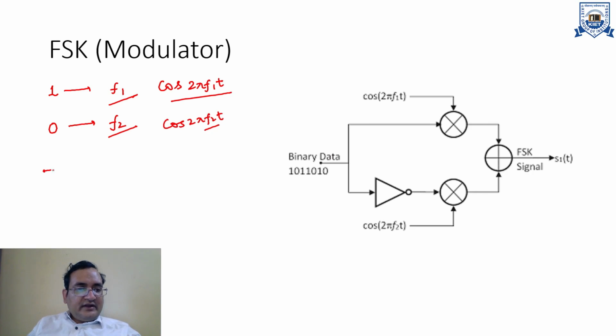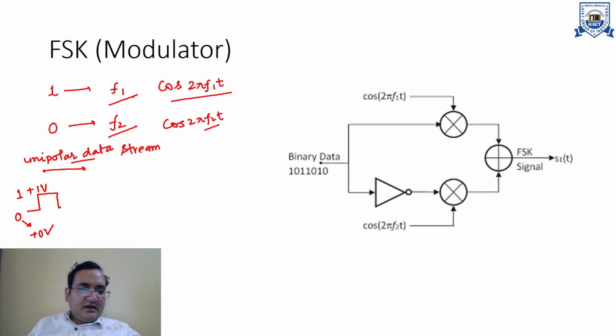This is very simple. Let us suppose this is our unipolar data stream, which means you are representing your 1 with plus 1 volt, and 0 will be represented by 0 volt. This is a unipolar NRZ bit stream. For example, this is your 1 and this is your 0. For 1 you will transmit cos of 2 pi f1t, and for 0 you will transmit cos of 2 pi f2t. For this purpose you have to invert your 1s to 0s and 0s to 1s.